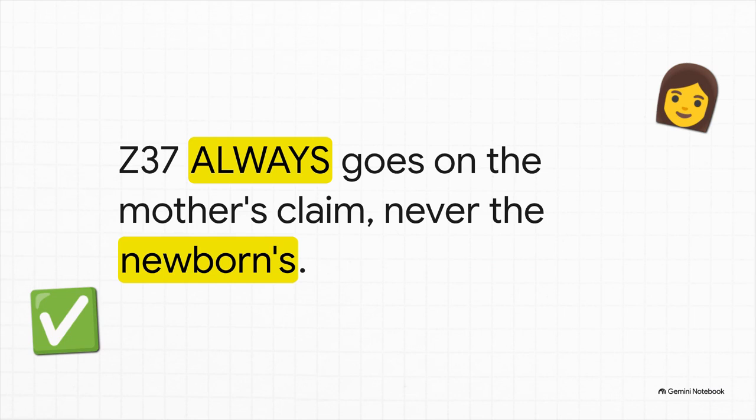Even for twins or multiple births, the specific Z37 outcome code, in this case it would be Z37.2 for twins, both liveborn, stays firmly rooted on the mother's claim to describe the outcome of her delivery. The babies are each going to get their own Z38 code on their respective charts.